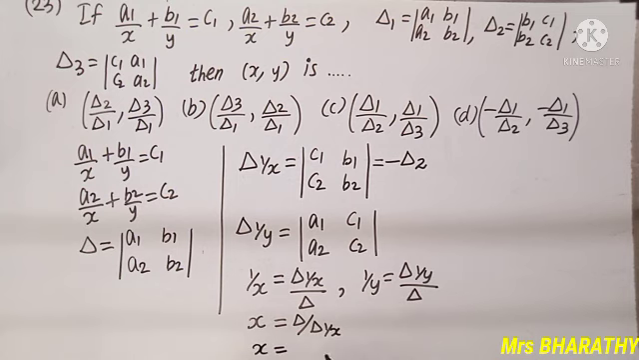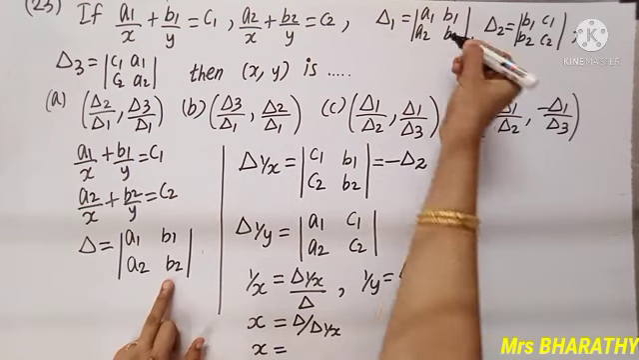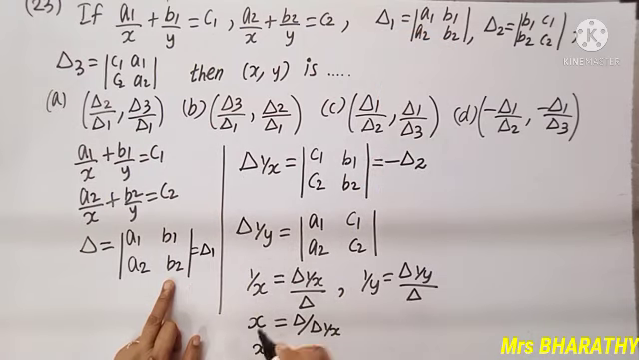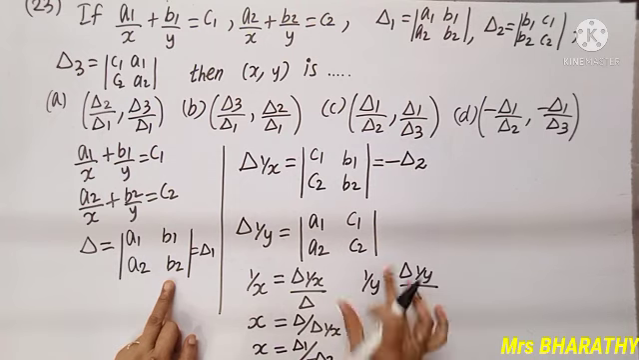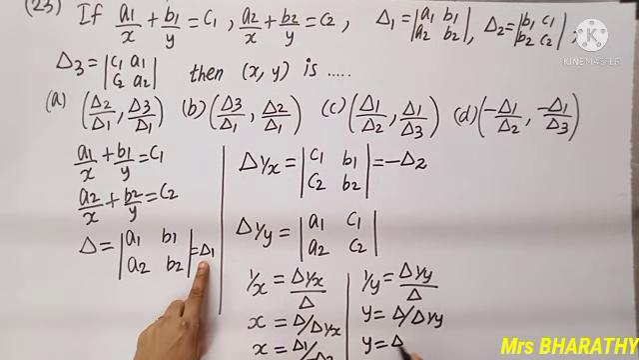x is equal to, instead of del, I can say a1 b1 a2 b2, which is nothing but del 1 in the question. Del is del 1. Del 1 by x is nothing but minus del 2. Similarly, I can calculate what is y. It is del by del 1 by y. What is del? Which is nothing but del 1.